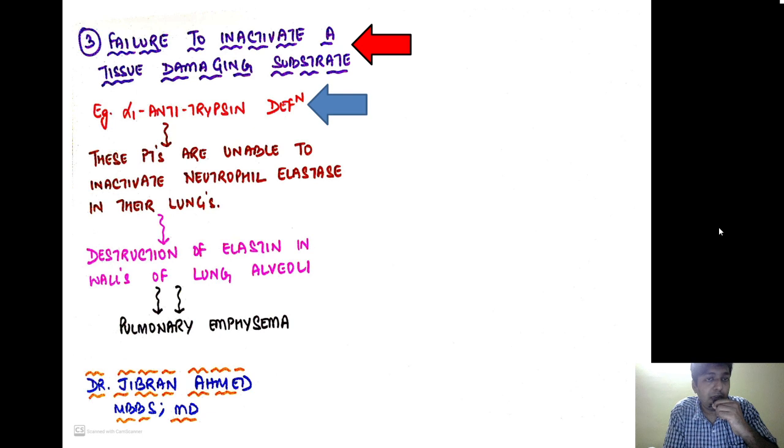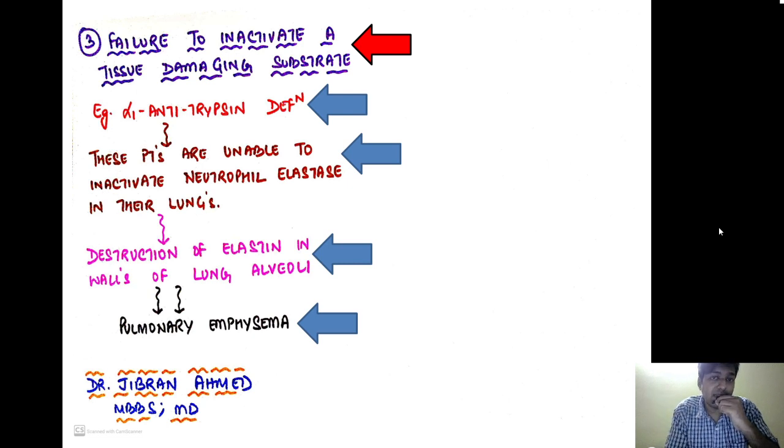Now in individuals who have a deficiency of alpha-1 antitrypsin, these patients are unable to inactivate the neutrophil elastase present in the lungs, and this neutrophil elastase causes the destruction of the elastin protein in the walls of the lung alveoli. As a result, the lung loses its elastic recoil capacity, resulting in a condition called pulmonary emphysema, where the lung is bloated up but cannot go back to its original size because of the loss of elastic tissue. Hope you understood. So these are the three important scenarios that we see with regards to enzyme deficiency.